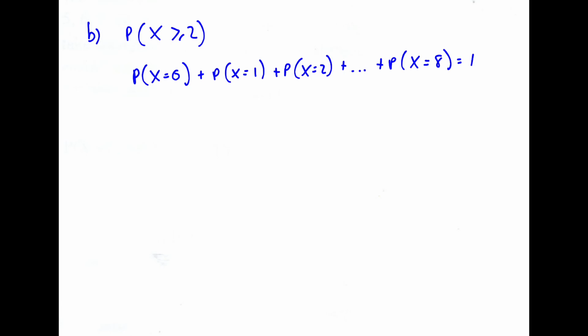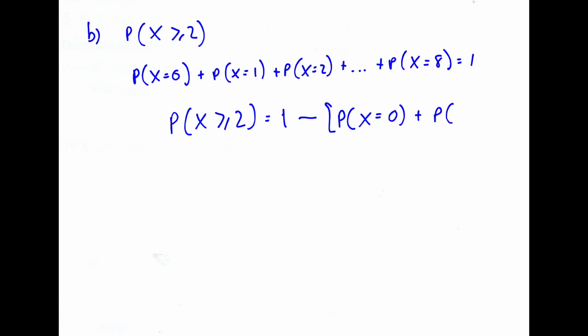So what that means is the probability that x is greater than or equal to 2 must be equal to 1 minus the probability of x equaling 0 plus the probability of x equaling 1. It's much quicker to subtract the ones we don't want from 1, the full probability. Remember, all of these add up to 1. You could work out x equals 2, 3, 4, 5, 6, 7, and 8 and get the same answer, but it takes much longer.